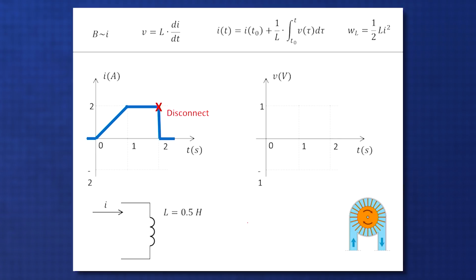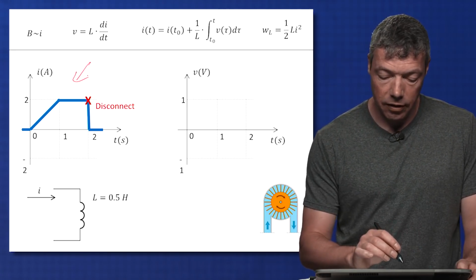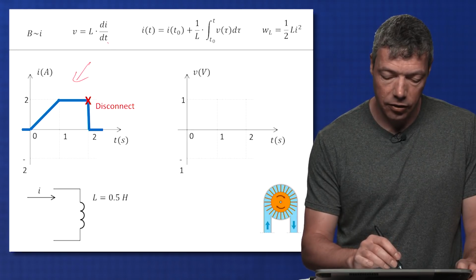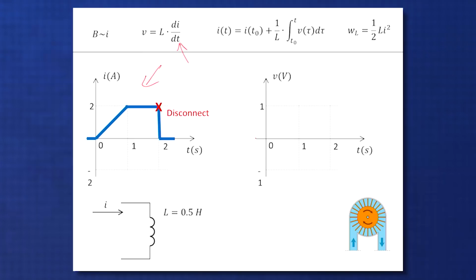So in this case, I have a current through an inductor, and I'm changing it according to this graph over here. So between time 0 and 1, well, if I know the current, I can calculate the voltage. It's just the derivative. So this is what the voltage does.